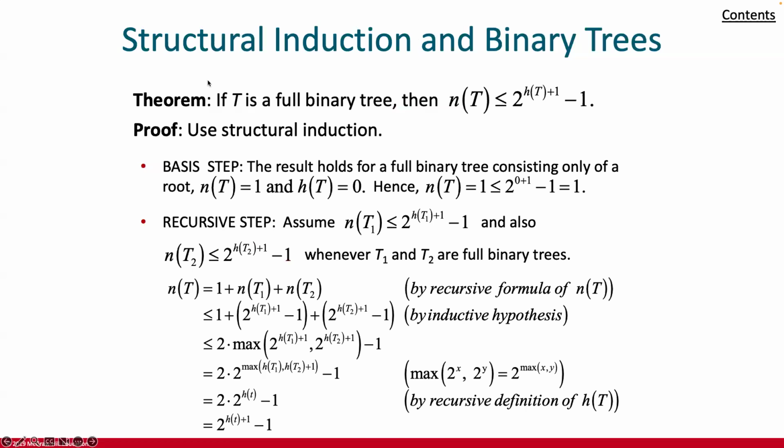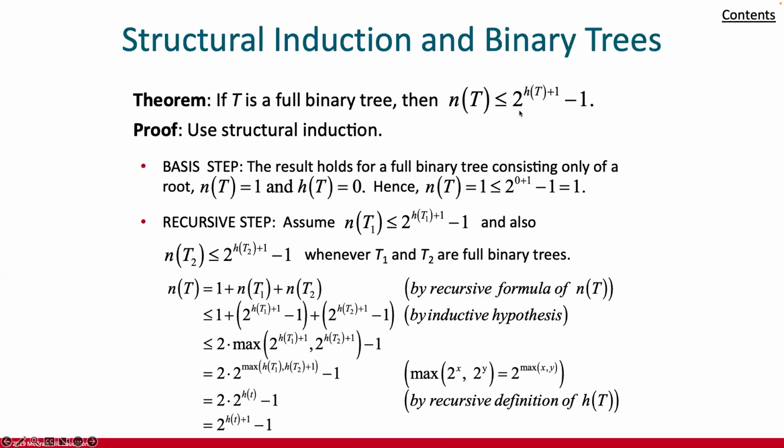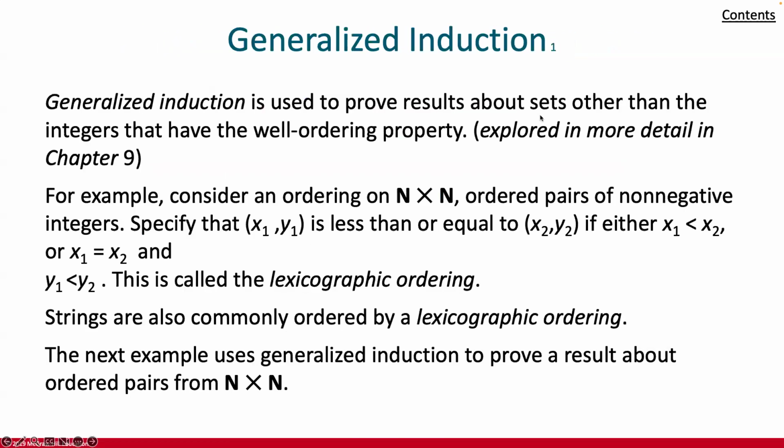Here we have a theorem. If h is the height of the tree, then n, the number of the vertices, can be bounded by this value. So this is another example of something that can be useful for helping us to bound complexity. The last thing that we wanted to cover in this section is generalized induction. It's used to prove results about sets other than integers that have well-ordered properties, and we'll come back to this in chapter 9.